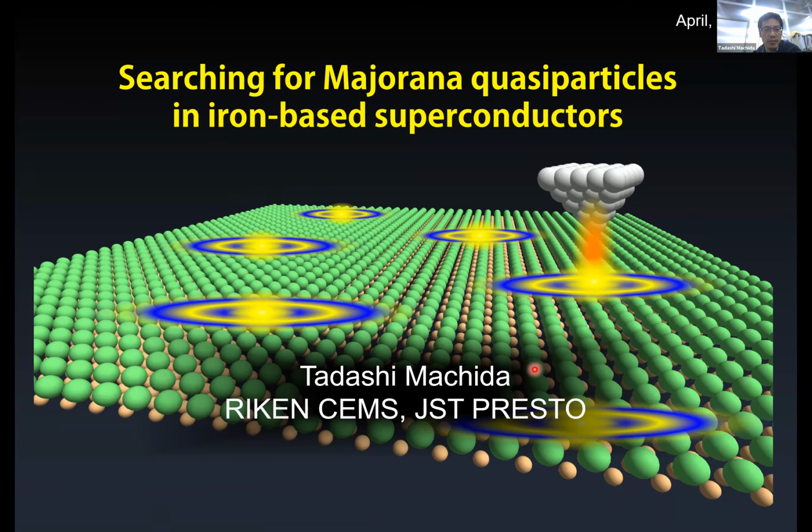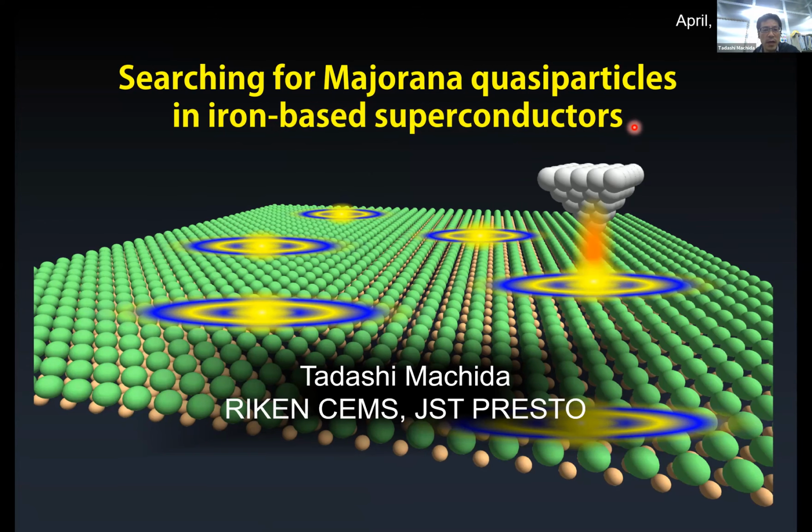Yes, thank you for the introduction. I'm Tadashi Machida from RIKEN in Japan. First of all, I'd like to thank Professor Shankar Sarma for giving me a very nice opportunity to talk about science results in this very interesting conference and for organizing this very interesting Majorana-related conference. So today I'm going to talk about searching for the Majorana quasi-particles in the iron-based superconductor, selenium-doped iron telluride, by using the ultra-low temperature dilution refrigerator STM.